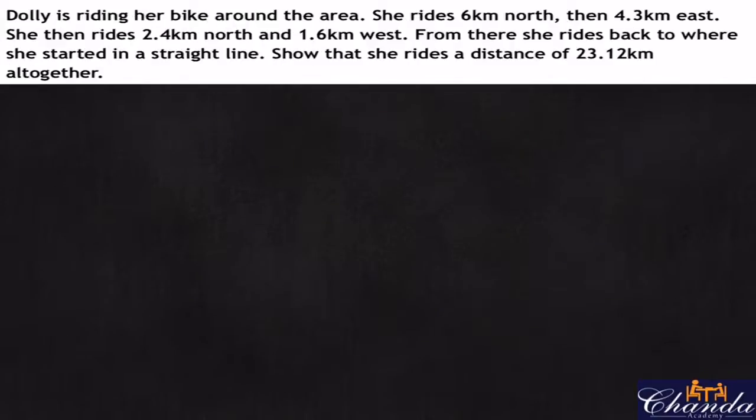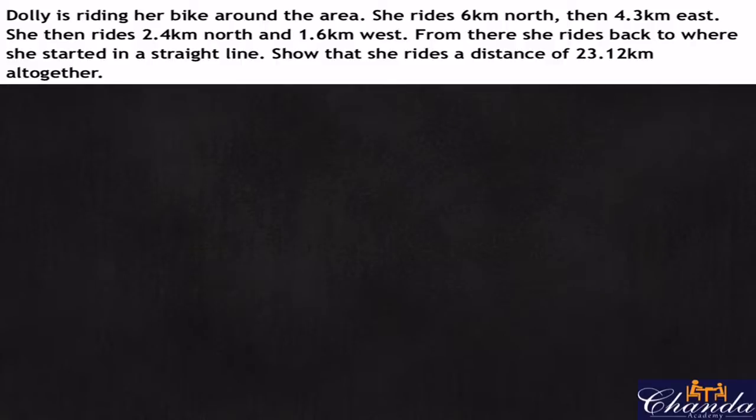Okay, so this question says, Dolly is riding her bike around the area. She rides 6 kilometers north, then 4.3 kilometers east. She then rides 2.4 kilometers north and 1.6 kilometers west. From there, she rides back to where she started in a straight line. Show that she rides a distance of 23.12 kilometers altogether.